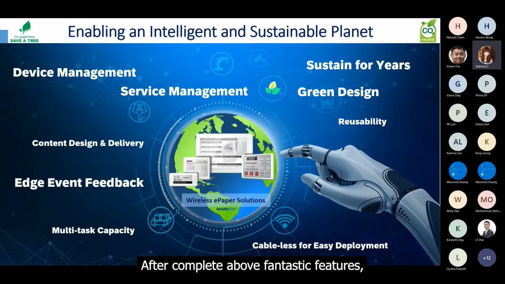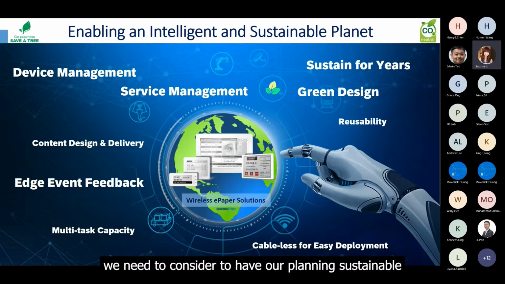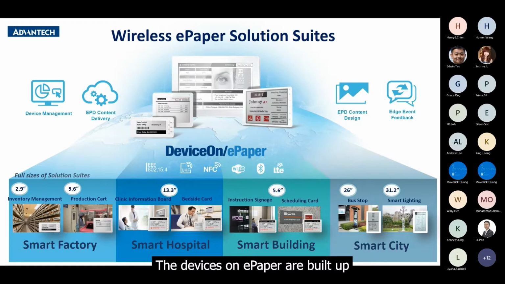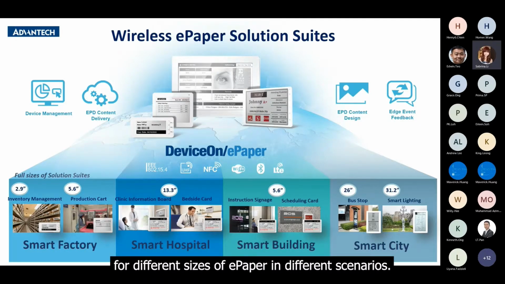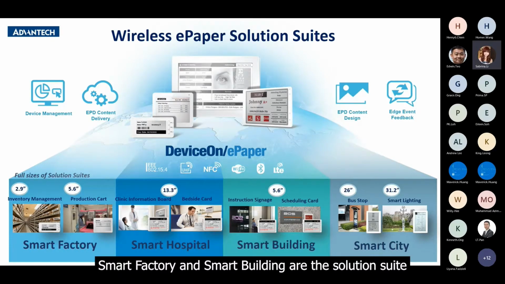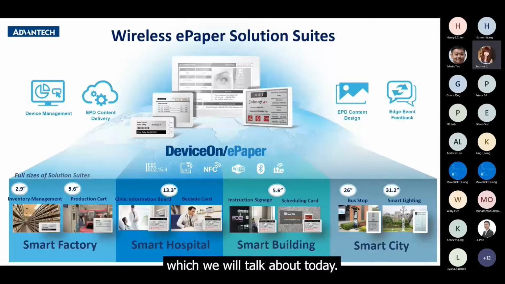After completing the above fantastic features, we need to consider having our planet sustainable. So to meet the green design obligation, reusability and sustainability are targets as well. The Device On ePaper is built for different sizes of ePaper in different scenarios. This platform provides users a friendly user interface to get started and running with ePaper. Smart factory and smart building are the solutions which we will talk about today.